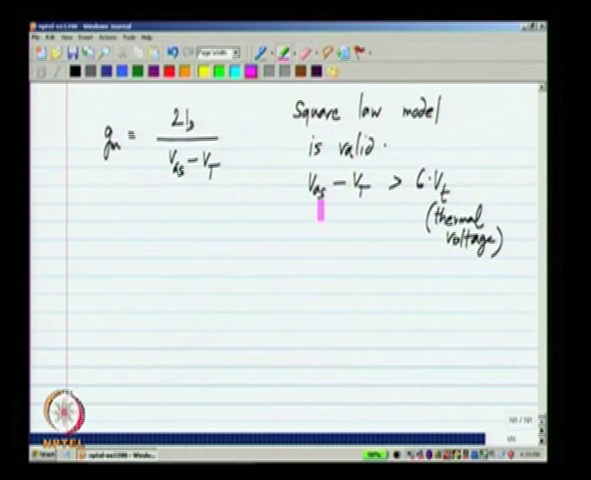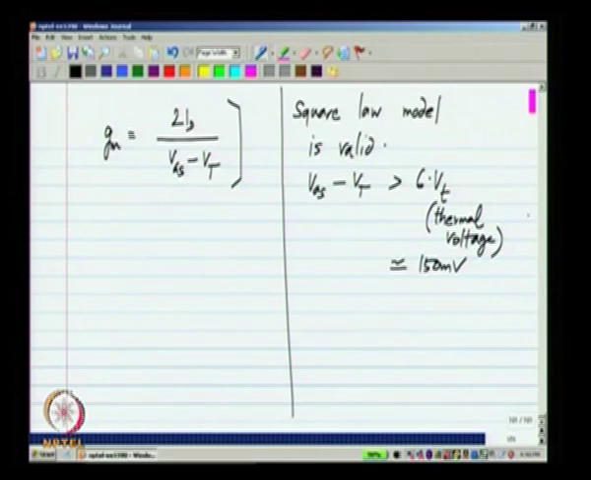Now, when VGS approaches very close to VT, then the square law model itself is invalid. It is valid when VGS minus VT is more than about 6 VT, or approximately 150 millivolts. For VGS minus VT values below this, you can't use the square law model. So, this expression, which is derived from the square law model, is also invalid.